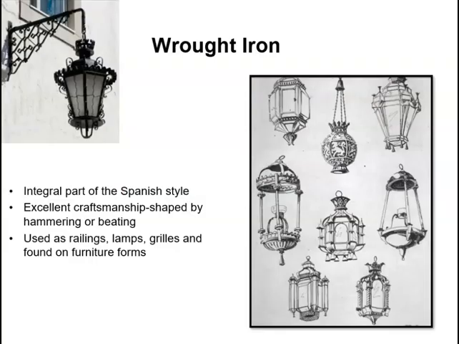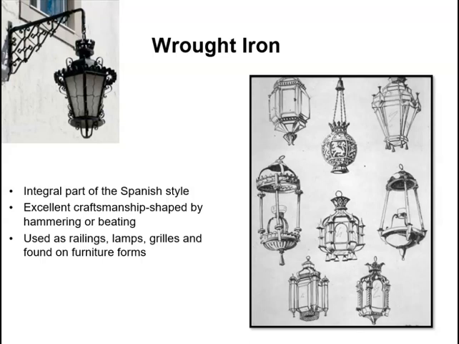And finally, I want to end with wrought iron. I know I mentioned this in the beginning. We saw the application of wrought iron on furniture pieces, but we also saw it a lot in lighting, especially later on. And it is an integral part of the Spanish style. So if you are commissioned to design a space using the Spanish style, or a space that is influenced by the Spanish style, wrought iron would be an important part to include in your design.